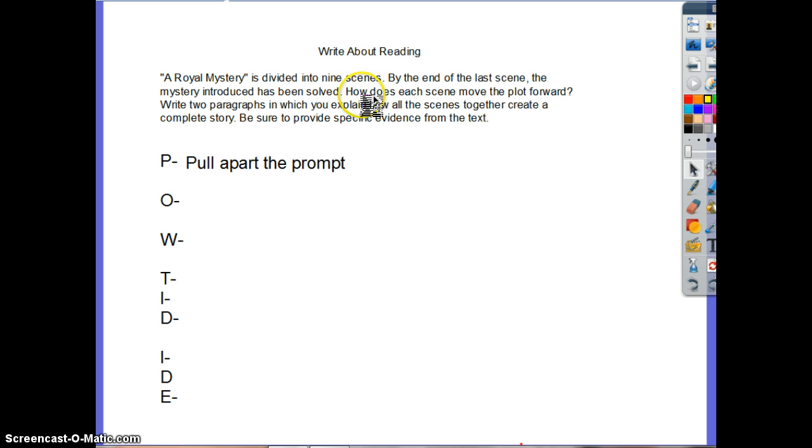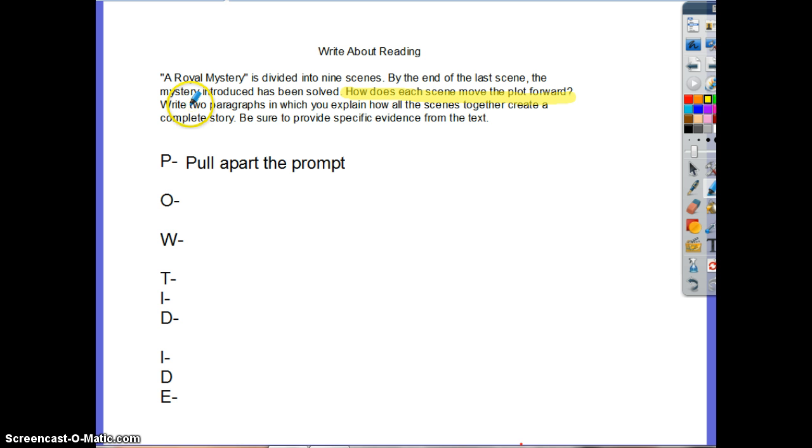And we're looking at this prompt and we're trying to figure out, well, all right, what do they want me to do? They're asking, how does each scene in this play that we have read help move the plot forward? If you have a highlighter, you would highlight this. This is going to indicate to you one of the things that they're asking us to do. It also says write how many paragraphs? How many does it say?